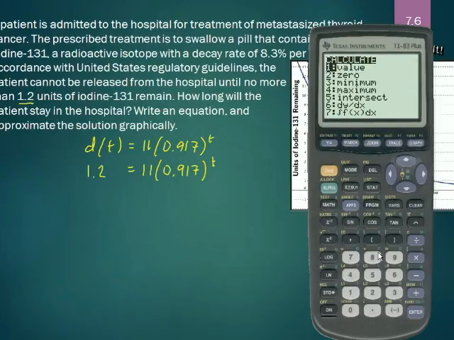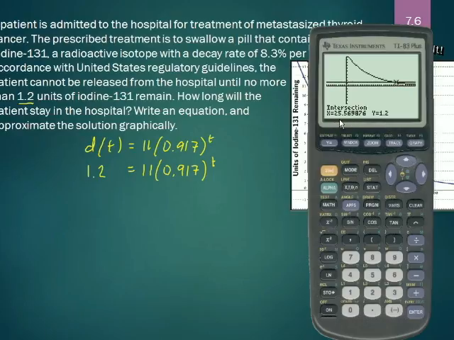So pressing second trace, then 5 intersect, and then pressing enter 3 times. Then we see our answer is x equals 25 and quite a long decimal, and then y as expected is 1 2/10. And so this is the number of days that someone's in the hospital. And so most likely we're going to round that up and just make sure that they really have reached that level of iodine 131 that they need to be at. So rounding up, that would be 26 days.